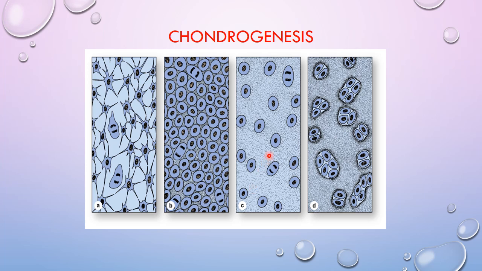Then these chondroblast cells will group together and isolate themselves in the isogenous groups of 2, 4, or 8 cells, forming the hyaline cartilage, and then they are called the chondrocytes. So these chondroblast cells in the deeper matrix will transform into the chondrocytes.